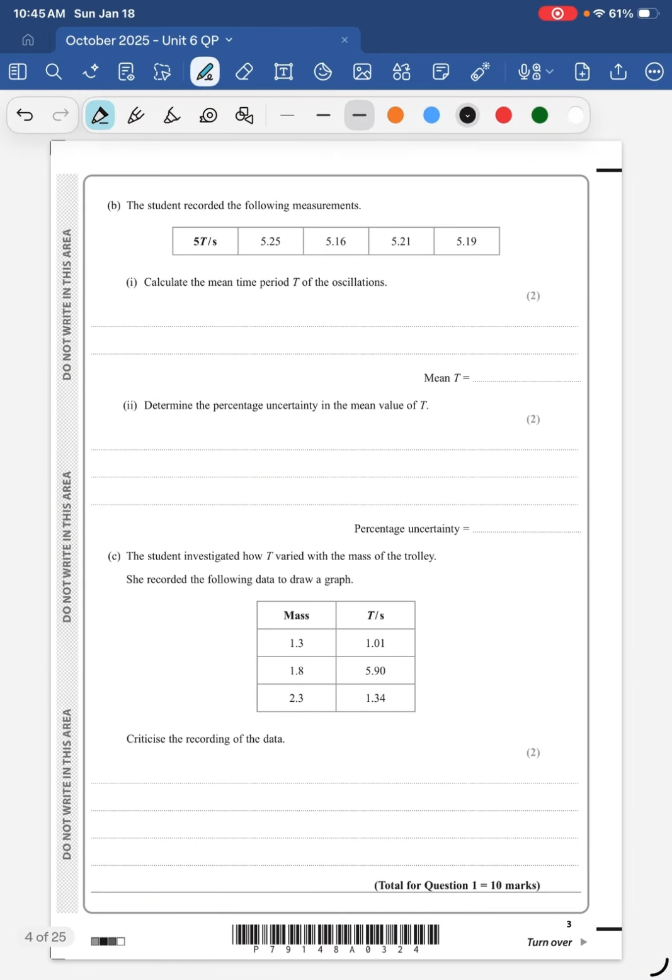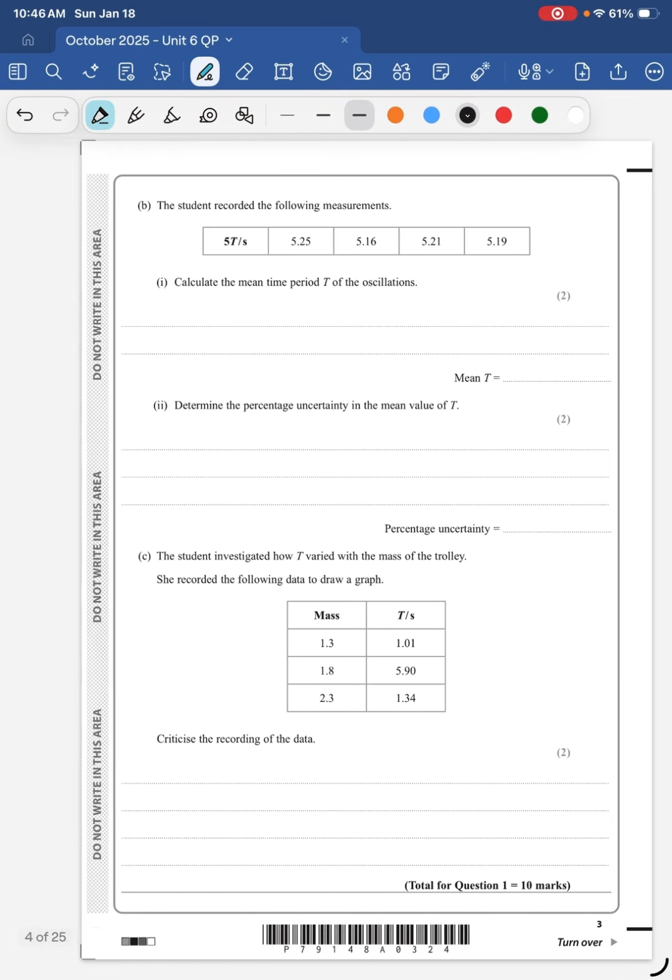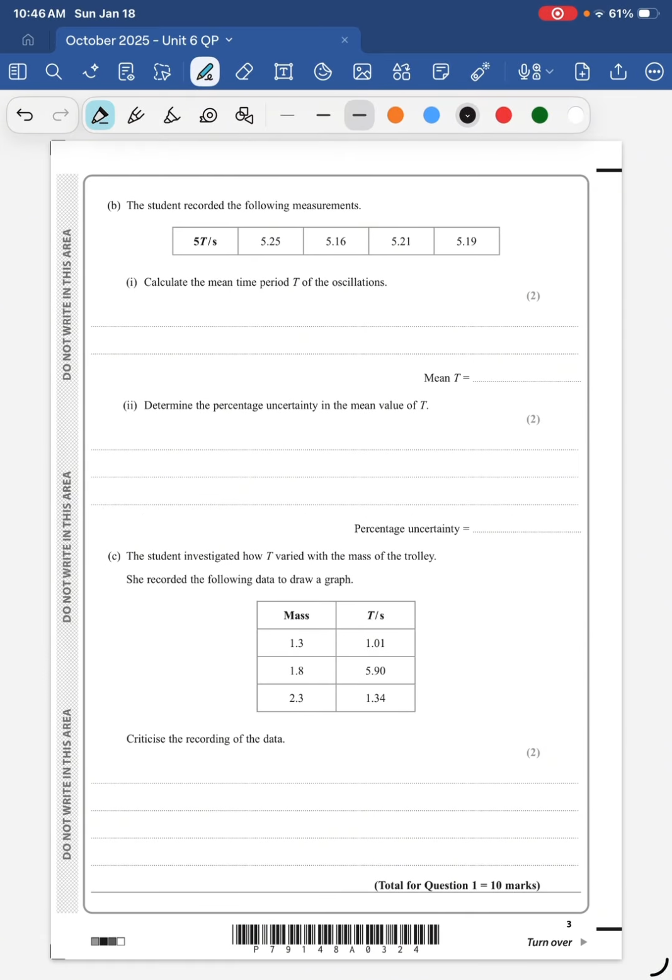Oh, there's a part B. Okay, we continue then on the same problem with oscillation. The student recorded the following measurements. Calculate the mean period of the oscillations.